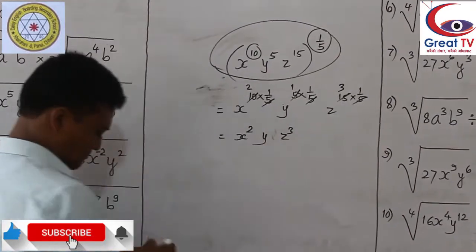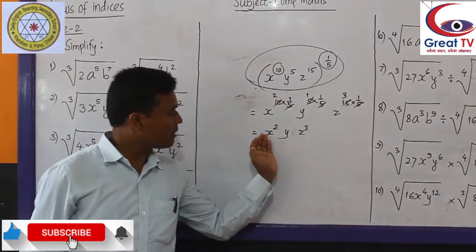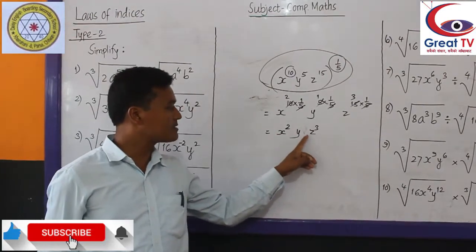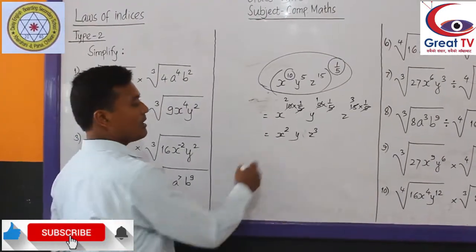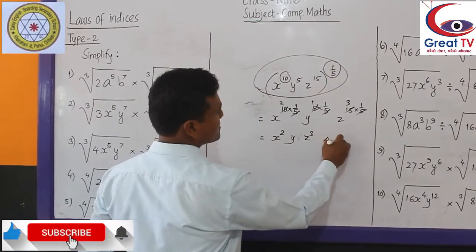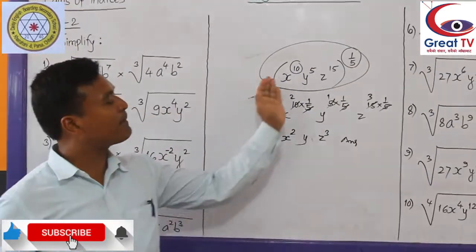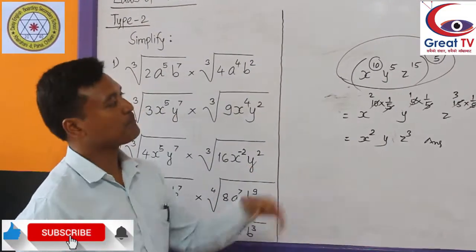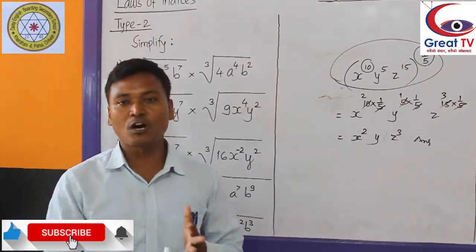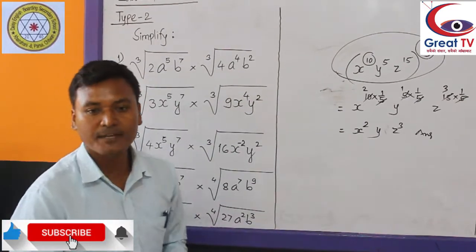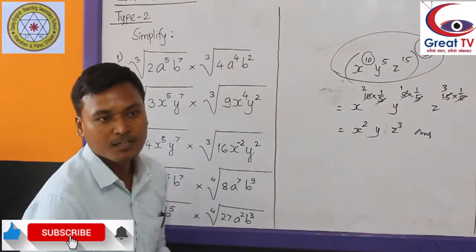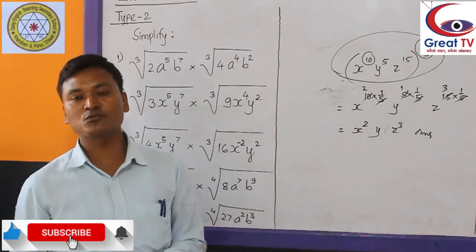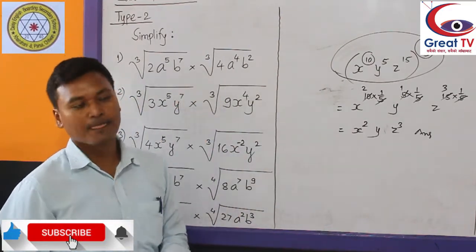After this, we can't use laws of indices again. It cannot be simplified because x, y, z have different bases. After this, we can't solve. This is the required answer. So if you know how to use power of index, and in our previous class we did how to use root of index, then if you know how to use the product law, the division law, and the law of negative index, you can solve this type of problem easily.